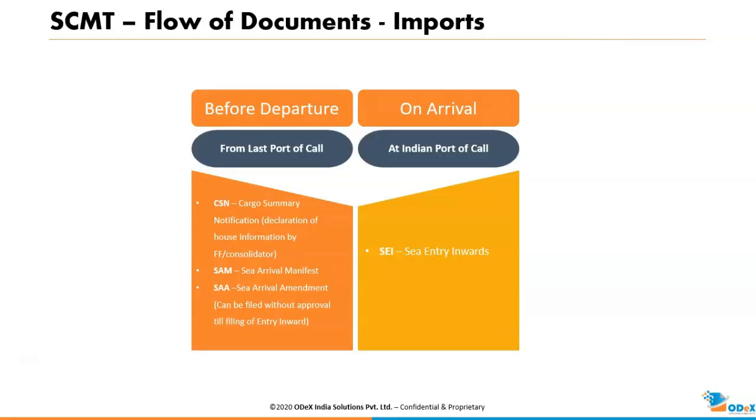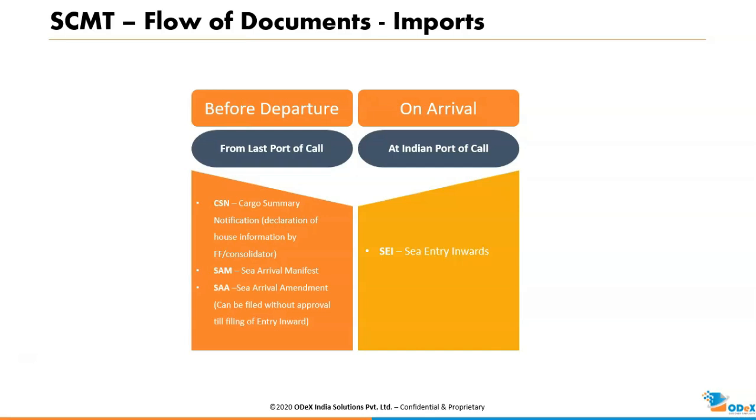For imports, let's understand the flow of the documents. So before departure and on arrival from the last port of call to the Indian port of call, the CSN needs to be submitted, that is cargo summary notification, which is the declaration of house information by the FF or the consolidator. Here, the SAM file, that is sea arrival manifest, replaces the current IGM process. Sea arrival amendment can be filed without approval till filing of the entry inward.